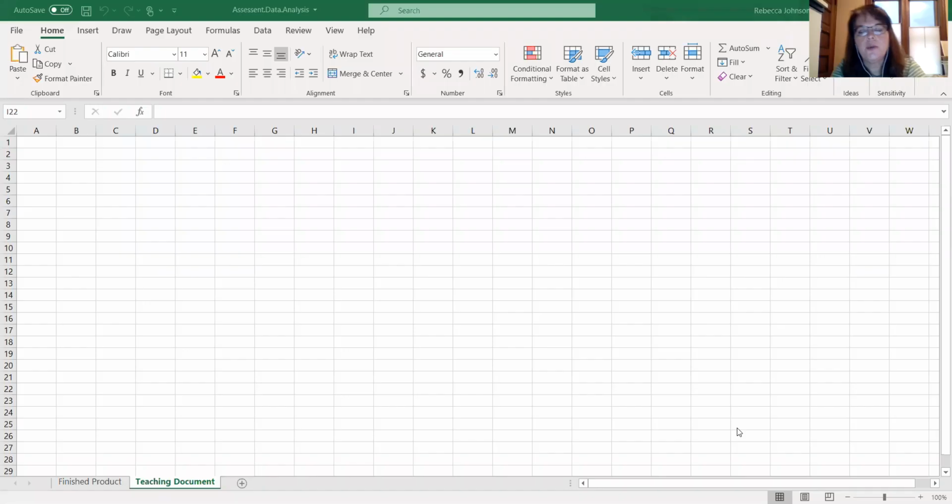And so what I'm going to have you do is, first of all, open up a sheet in Microsoft Excel. So go ahead on your computer and open up Excel.